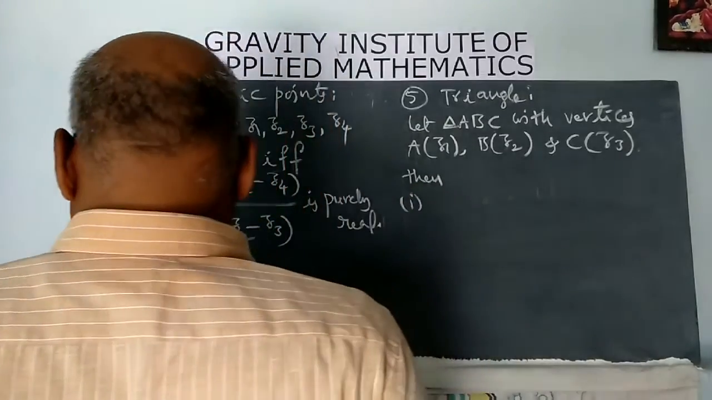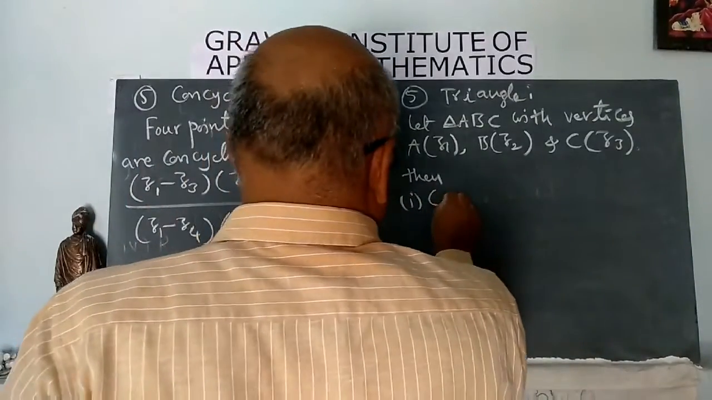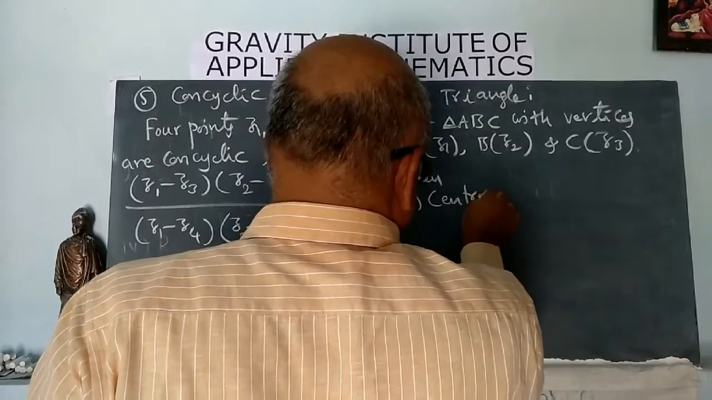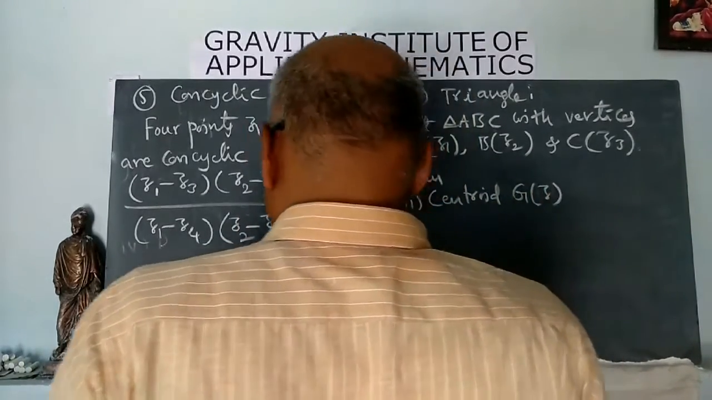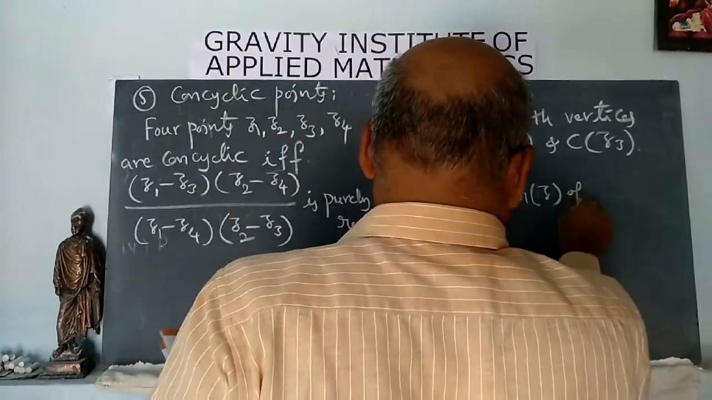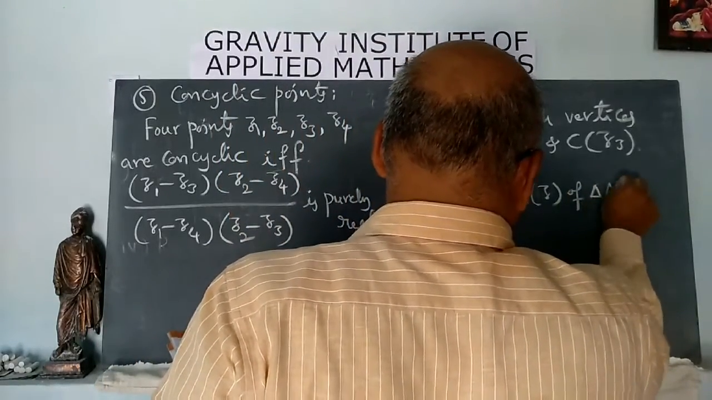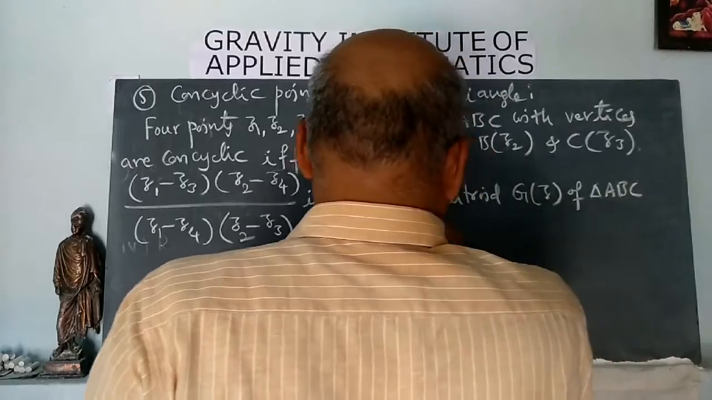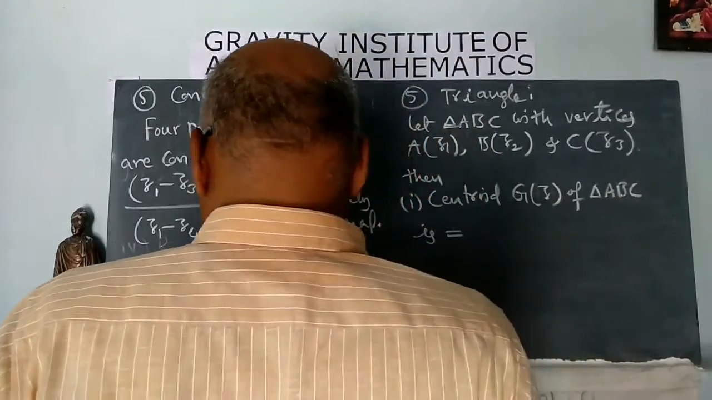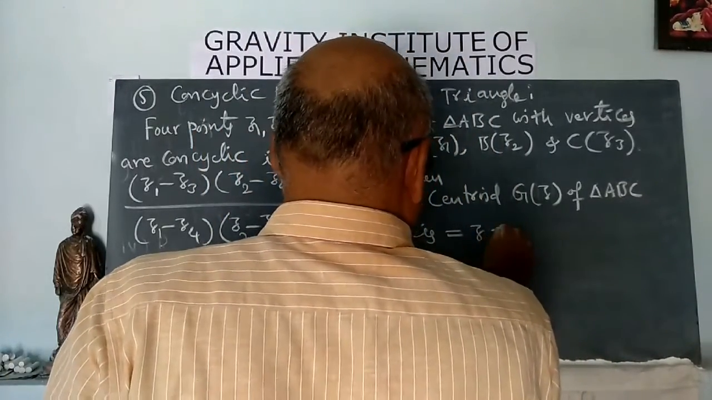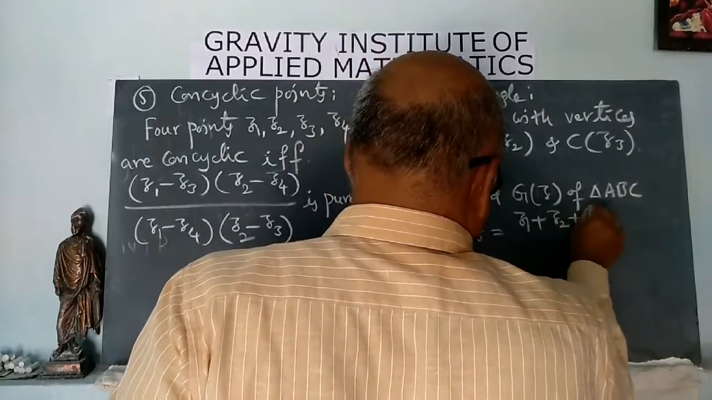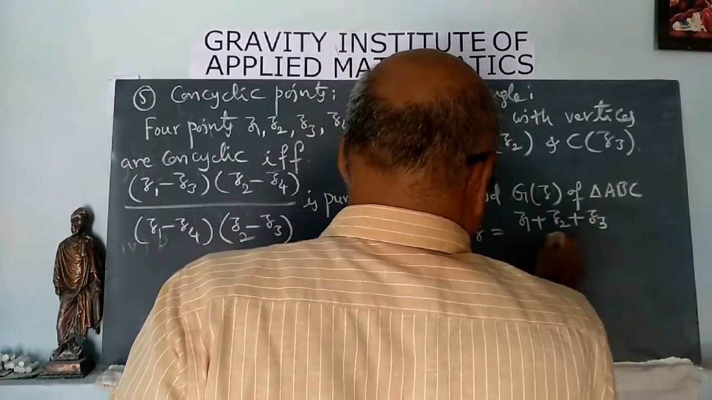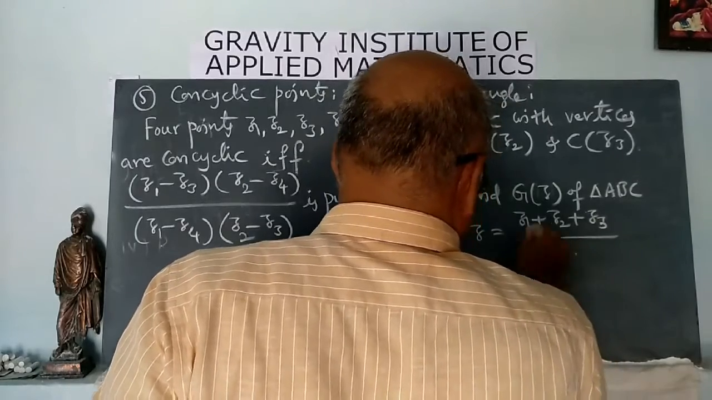first subpoint, centroid G of Z of the triangle ABC is given by Z is equal to Z1 plus Z2 plus Z3 whole by 3.